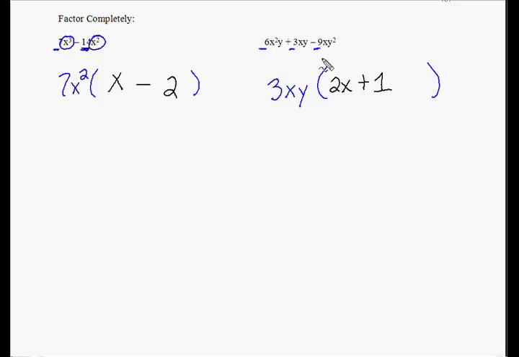a 1. And in this last term, where it had a negative 9, 3 goes into negative 9, negative 3 times. The x is reduced down, and there should be 1y left. So that's factoring by taking out what's common.